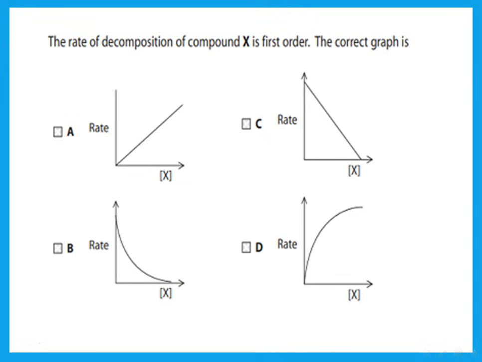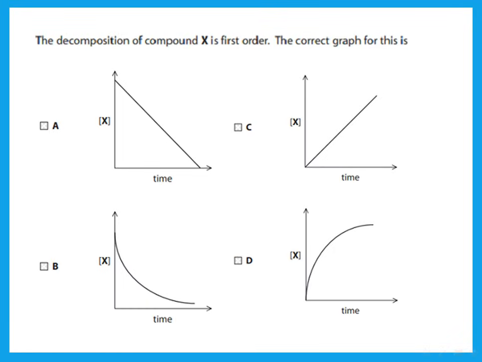Let's take a look at some of these reactions. Did you pay attention to the graphs? Let's take a look at this. He says the rate of decomposition of compound X is first order. So the graph would be which of these? We said if it is first order, it means that if I increase the concentration, the rate increases directly. So that's my graph.